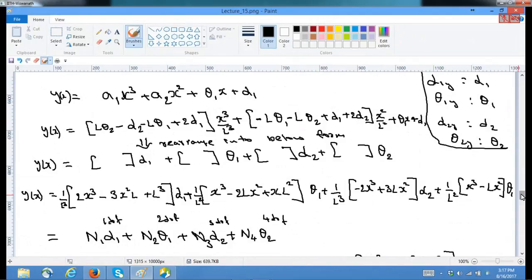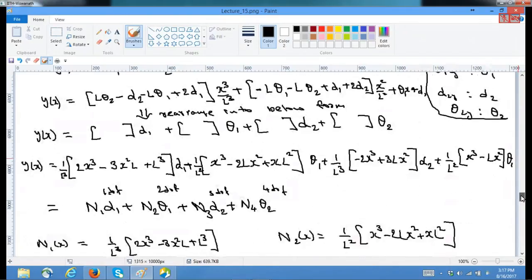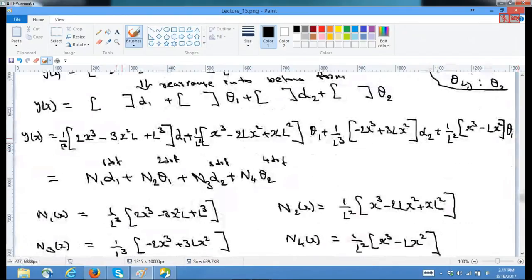So what we obtain is 1 by L cube (2x cube minus 3x square L plus L cube) d1, plus 1 by L square (x cube minus 2L x square plus x L square) times theta 1, plus 1 by L cube (minus 2x cube plus 3L x square) d2, plus 1 by L square (x cube minus L x square) theta 2. This is what you will be obtaining. If you look at it, when we write it in this form, it is of the form n1 d1 plus n2 theta 1, n3 d2 plus n4 theta 2.